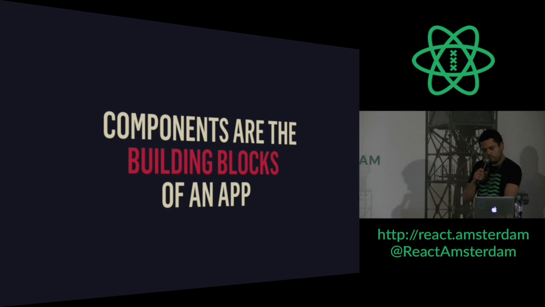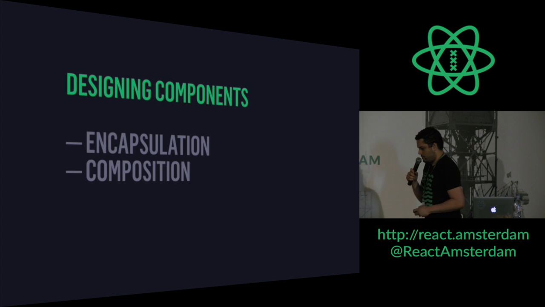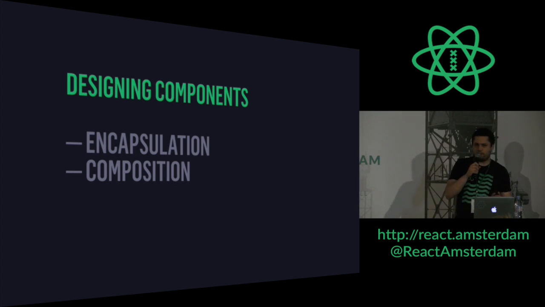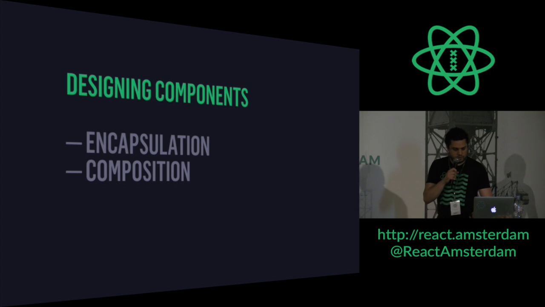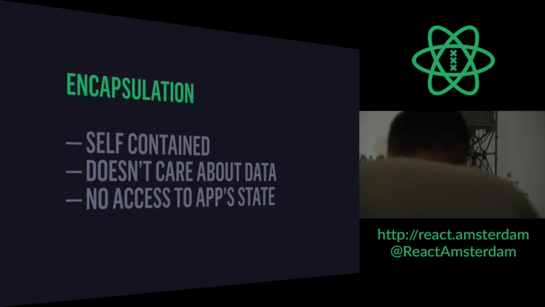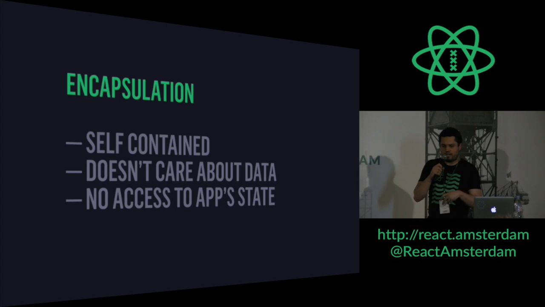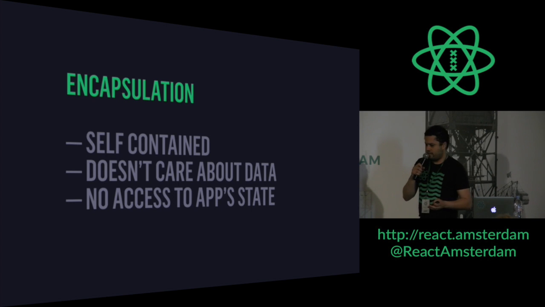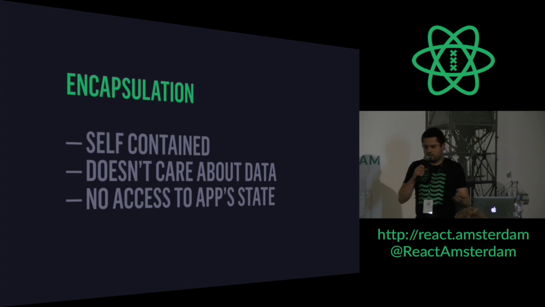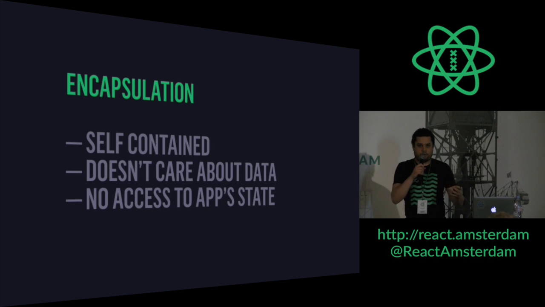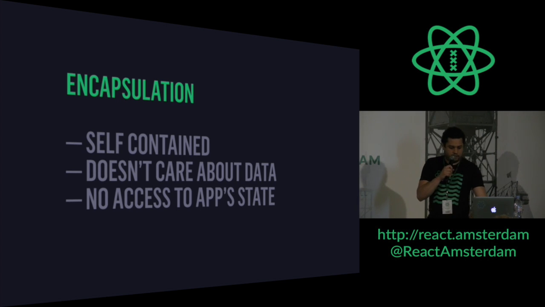So the first thing, I like to have two things in mind when I'm designing components: encapsulation and composition. Encapsulation means the component is really selfish, so it doesn't care about anything going on outside it, doesn't care about the data, there's no access to the app state, and the nice thing is you have control. You give the component the control you want over each part of the state the component will affect.